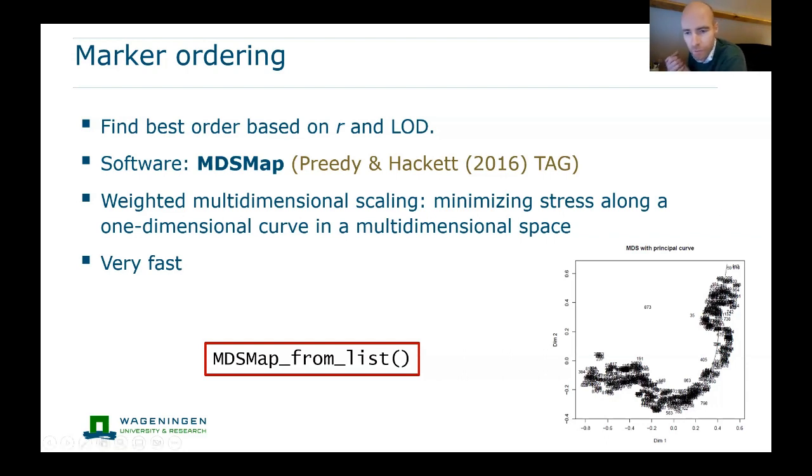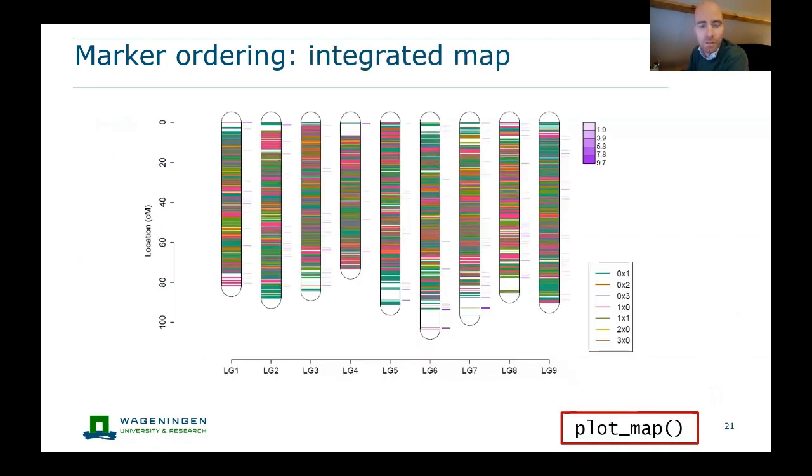MDS map is revolutionary. I often refer to the fact that when I started my PhD in this, it didn't exist, and I was running JoinMap on multiple computers all over the place, and it was taking me hours and hours to run a single homolog map. MDS map has revolutionized certainly my life, hopefully yours as well. So the output of this process is an integrated map. It looks something like this in Chrysanthemum.